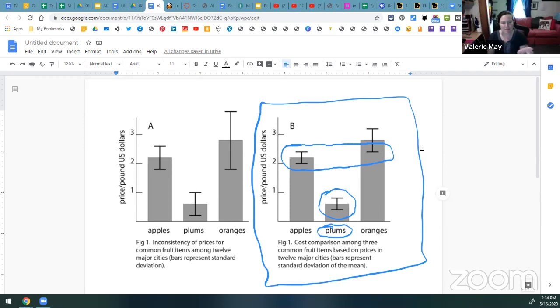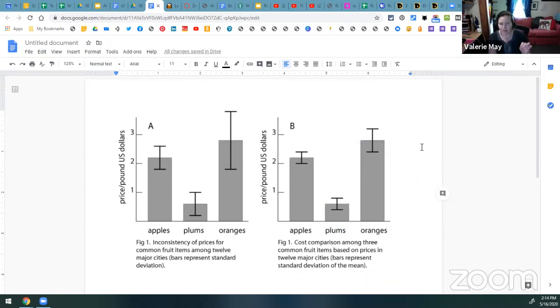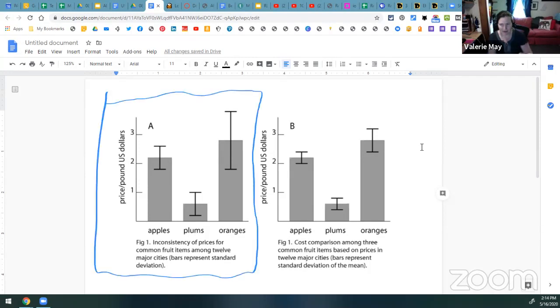So if you go with standard deviation with graph A, if they tell you that the error bars are standard deviation error bars, not standard error of the mean error bars, all that's going to tell you, what we can say from this graph, is that the price of oranges has a lot of variability in the United States because that error bar is so big. Whereas there seems to be less variability in the price of an apple. And you could say that sometimes an apple costs the same as an orange, but it never costs the same as a plum. A plum is always cheaper.